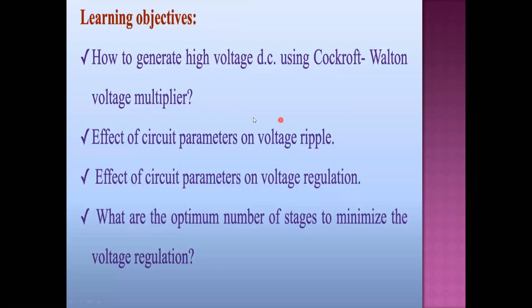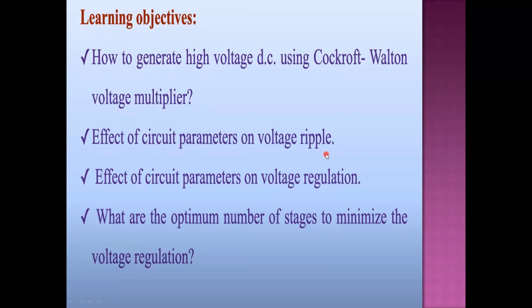So today, learning objectives. These are the different types of important concepts we have to discuss today. Next, generation of high voltages. First, how to generate high voltage DC using the Cockcroft-Walton voltage multiplier. And the effect of circuit parameters on voltage ripple.